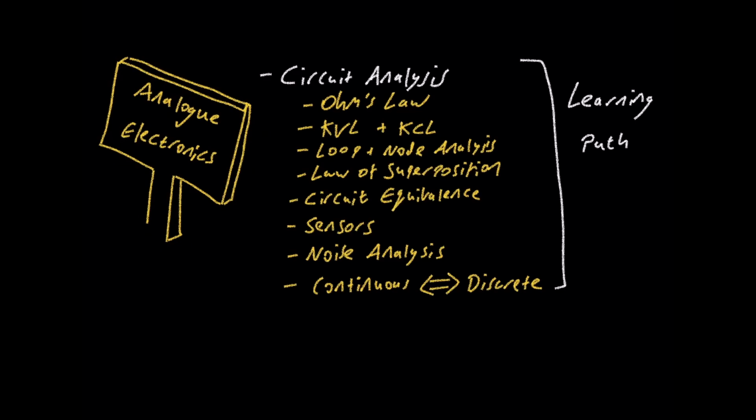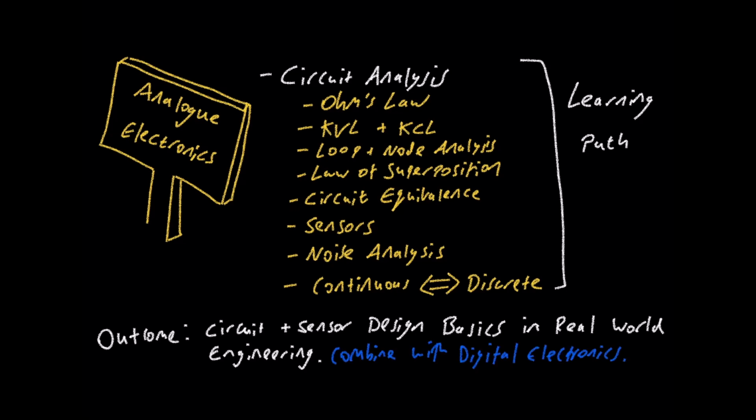Analog electronics is a wide branch of electronic engineering. It contains many things you will have learnt at A-level, such as Ohm's law, KVL, and KCL. This becomes the basis for techniques to understand circuits where there are many more variables at play. For this, we require loop and node analysis, law of superposition, and circuit equivalence. From here, you can analyze a wide variety of circuits and known configurations to begin designing circuits, including sensors.